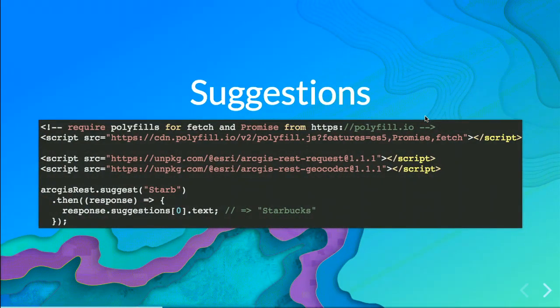To take that a little bit further, I'll switch to a browser-centric code snippet instead of Node. Here you can see from the NPM packages, you can just use the CDN unpkg.com and get request, geocoder, and your polyfill if you need to support an older browser.